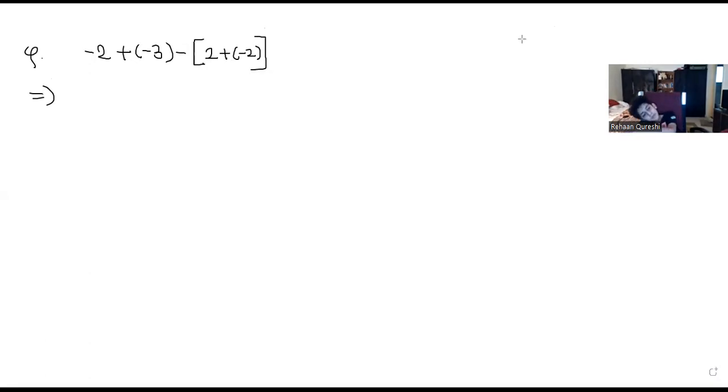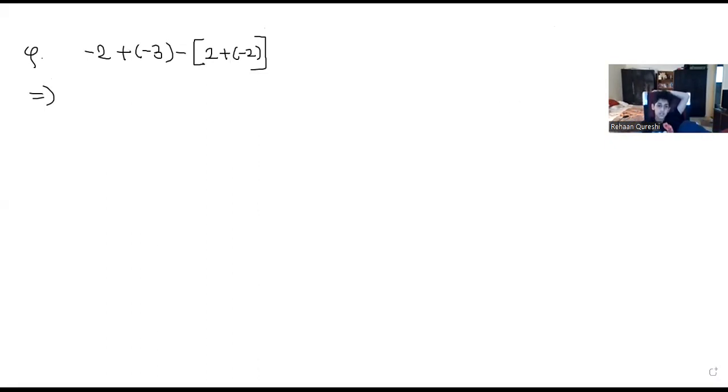So let's take a few examples also. Here, minus 2 plus minus 3, minus of, in bracket, 2 plus of minus 2, and then bracket close. Then how to solve it? Tell me which numbers we should solve first. First, we'll do minus 2 plus minus 3. So we'll subtract these two.